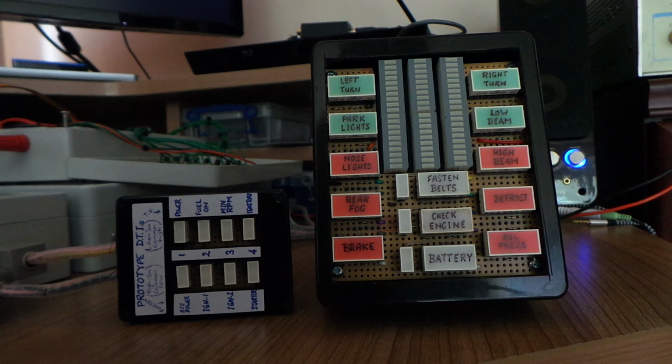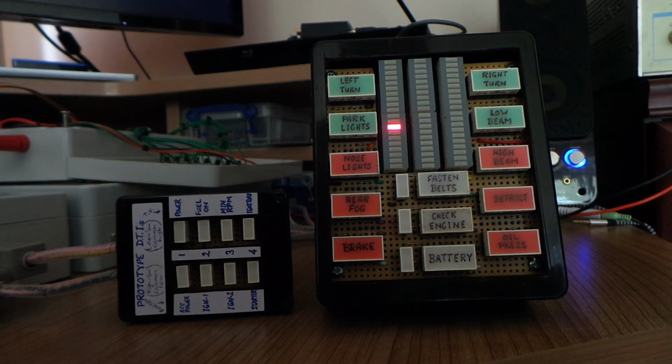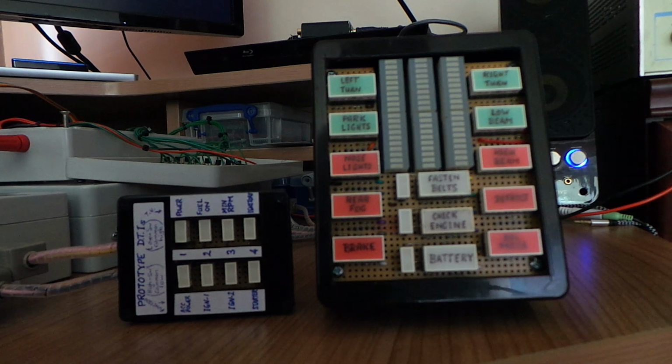And then check the tone generator. On the dashtop indicators, and then it goes back round again. So that's output test mode. Let's look at input test mode.